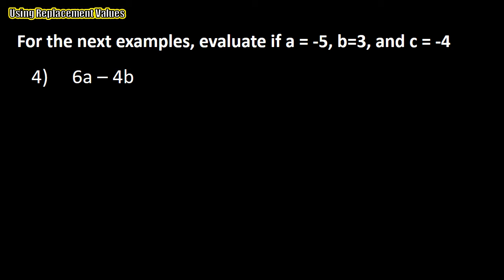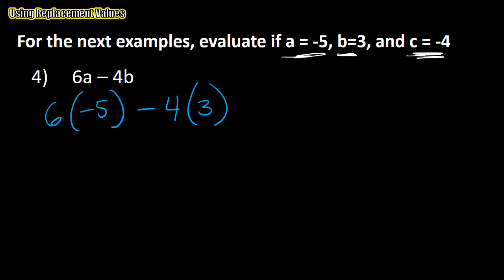So for these next examples, we're changing up the variables and their values. So we have A is negative 5, B is positive 3, and C is negative 4. So we have 6A minus 4B. So I have 6 times negative 5, and then minus 4 times positive 3. So I rewrote that. Now we're going to do some steps here. So I have 6 times negative 5 gives me negative 30, minus 4 times 3.